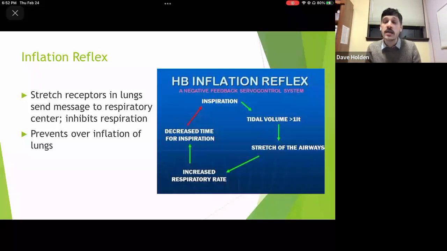Stretch receptors in the lungs detect how stretched the lungs are. Their purpose is to make sure the lungs don't get overstretched, because that would be really bad. If a lung exploded, it's been nice knowing you.